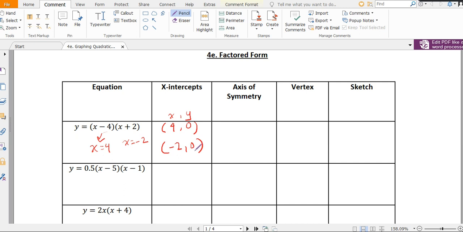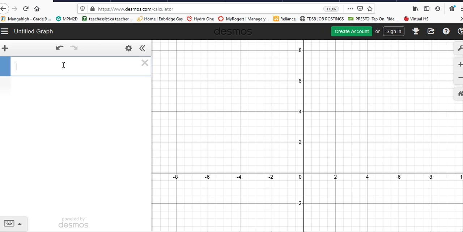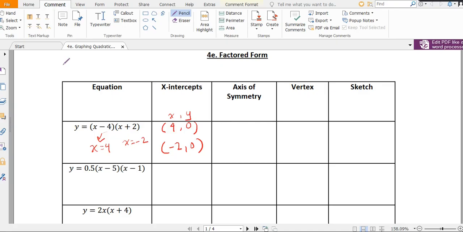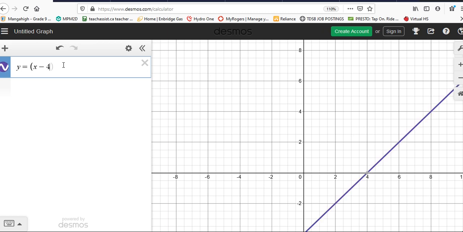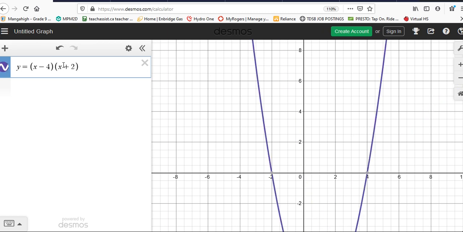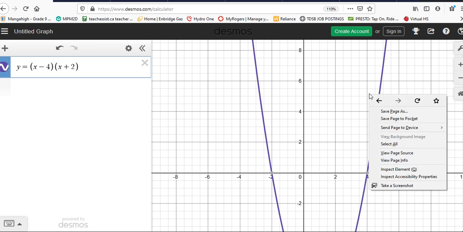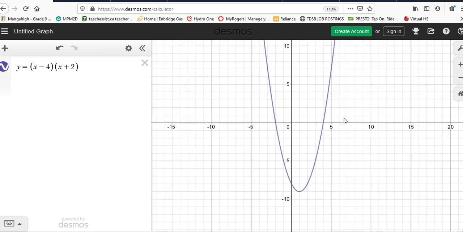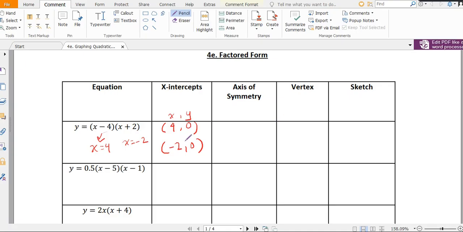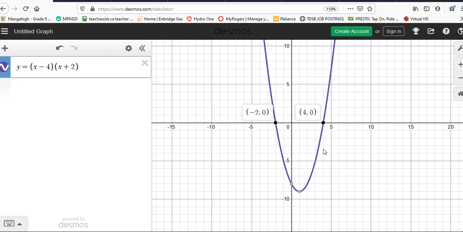Okay, what is our axis of symmetry? Well, let's think about this logically. I'm going to switch back over to Desmos. Y equals (x minus 4)(x plus 2). Now, if I look at this graph, and I know that these are the x-intercepts (4, 0) and (-2, 0), then where do you think the axis of symmetry would be? Again, the axis of symmetry is the line that cuts our parabola perfectly in half.